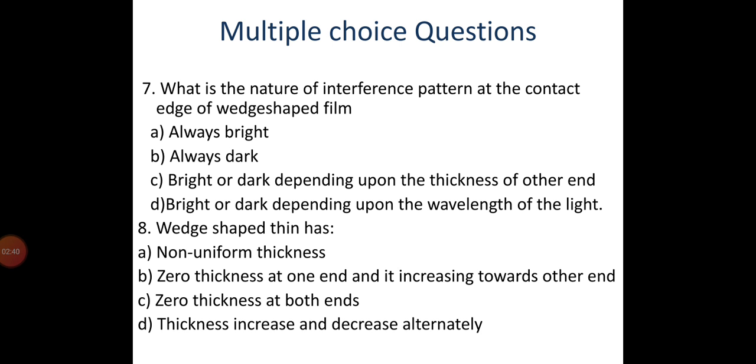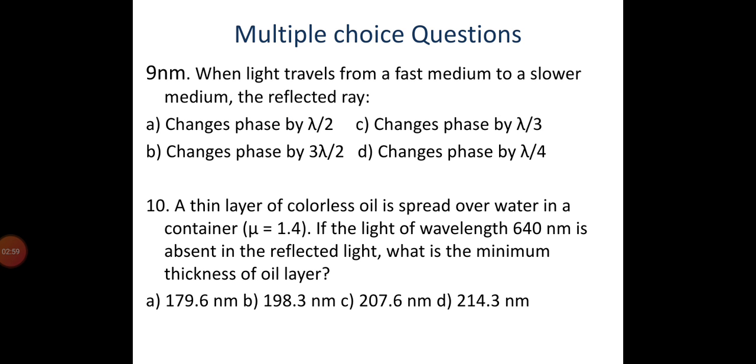The next question is, wedge shaped thin film have non-uniform thickness, 0 thickness at one end and increasing towards other end, 0 thickness at both ends, thickness increasing and decreasing alternately. So you choose the correct option for this question, particularly about the wedge shaped thin films.